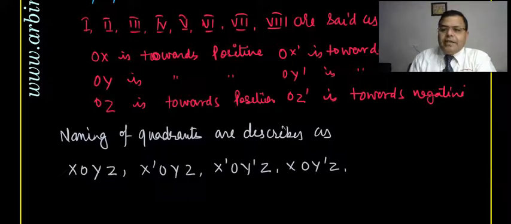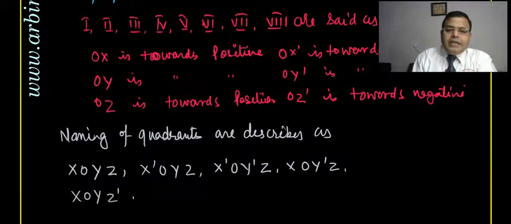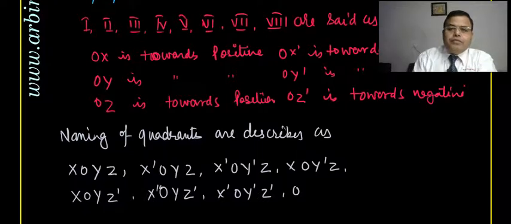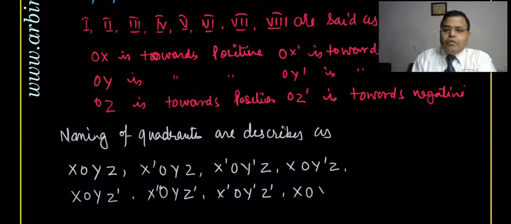And similarly, all these four will be towards the negative side. So here some more names will be like that: X, O, Y, Z dash. X dash O, Y, Z dash. X dash O, Y dash, Z dash. And X is positive, so X, O, Y dash, and Z dash.